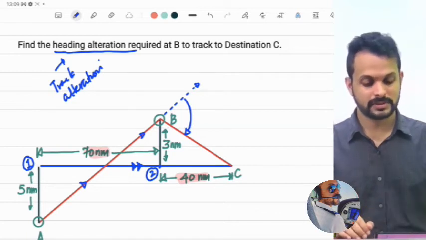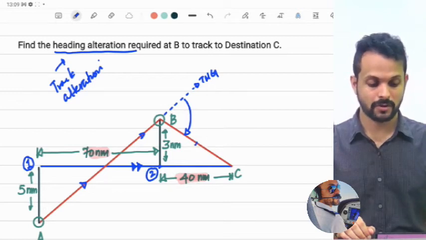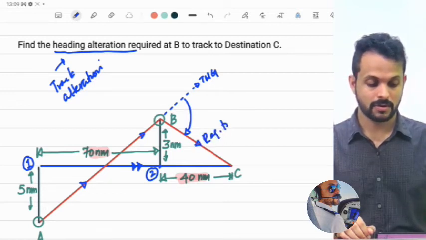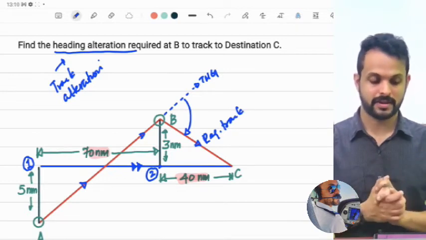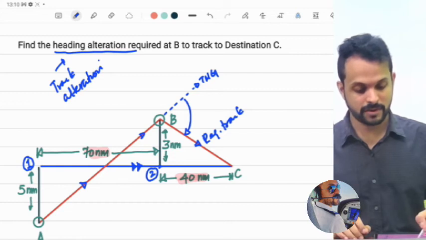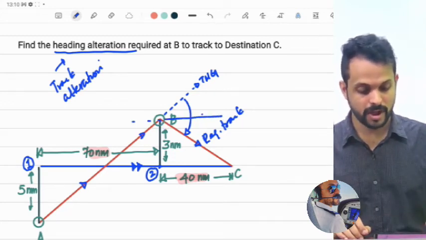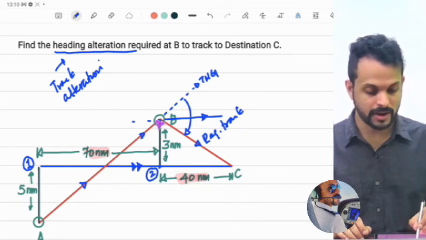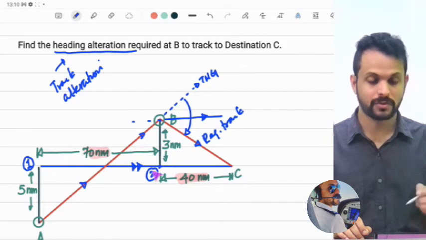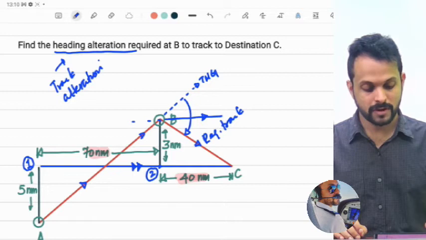Perfect. Well, this is the track made good, current track made good at point B, and this is the required track. And you're asked to find out the heading change, which is nothing but the track change. Perfect. Let's find that out. Okay, now think about it. If I draw a line that is parallel to my original track, and let me put two different angles here, angle 1 and angle 2.